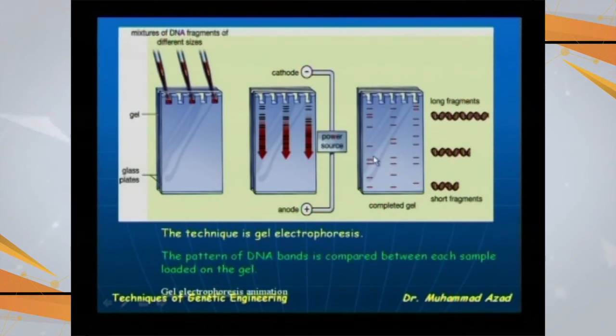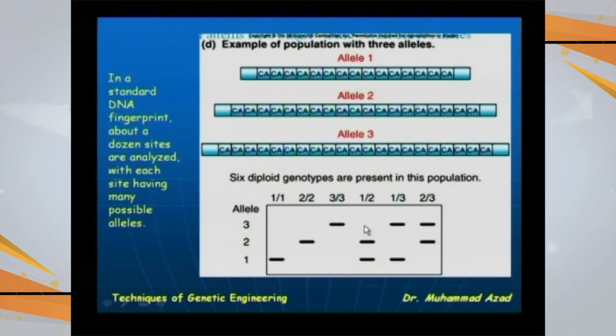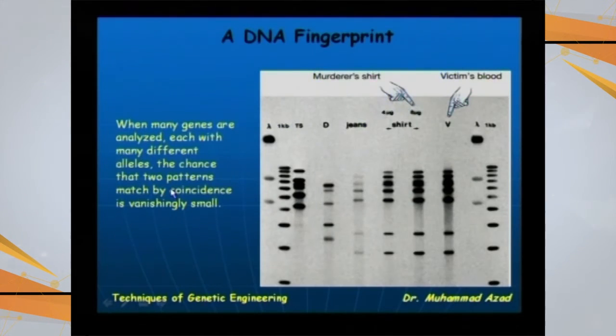This is the technique of gel electrophoresis we have already discussed, and these alleles are cut like that, and they settle in the form like that. This is the position for allele 1, this is the position for allele 2, this is the position for allele 3. So in a standard DNA fingerprint, about a dozen sites are analyzed, with each site having many possible alleles in a population. This is, let's say, a genetic fingerprint.